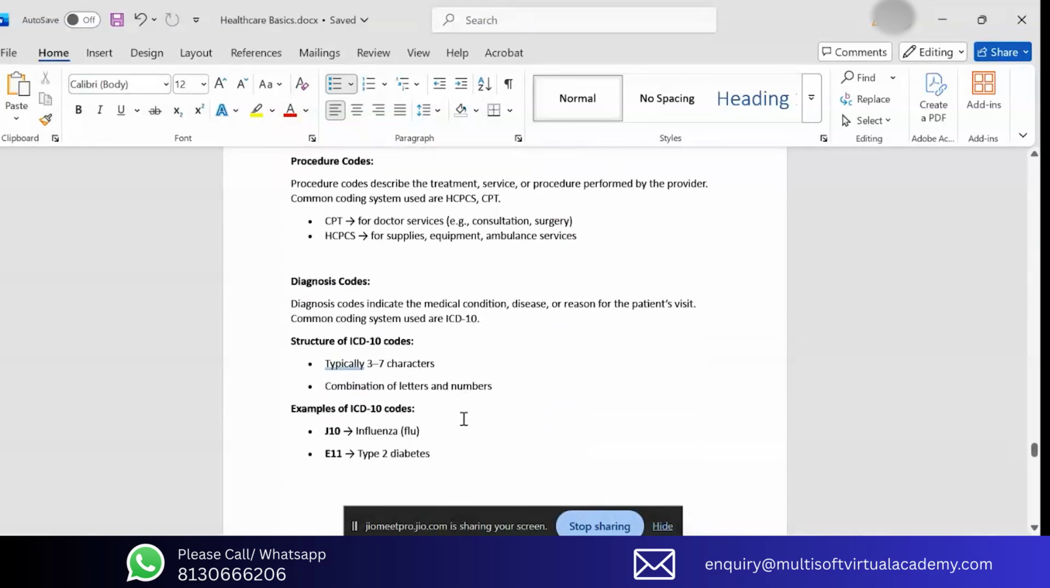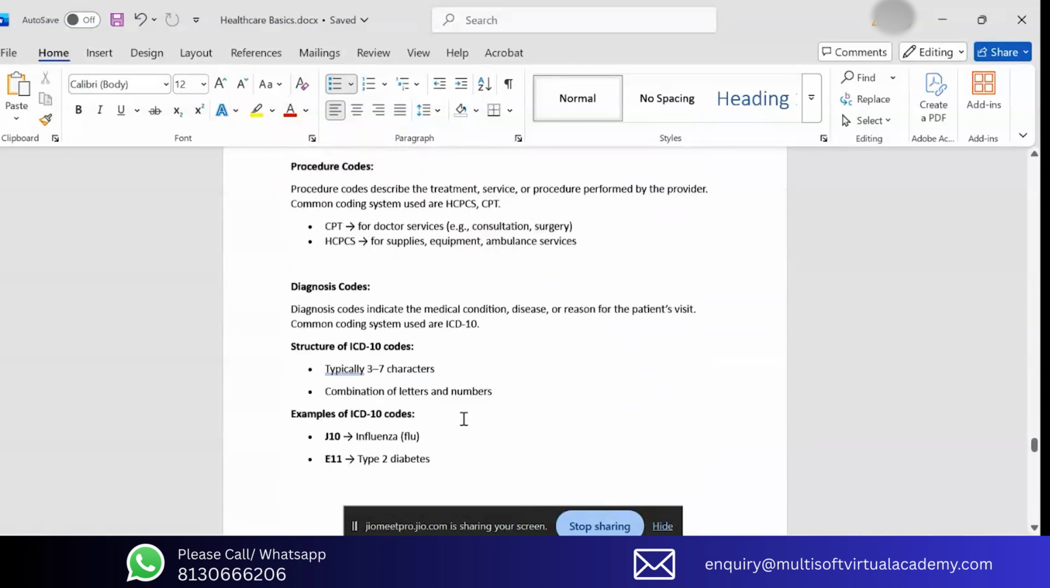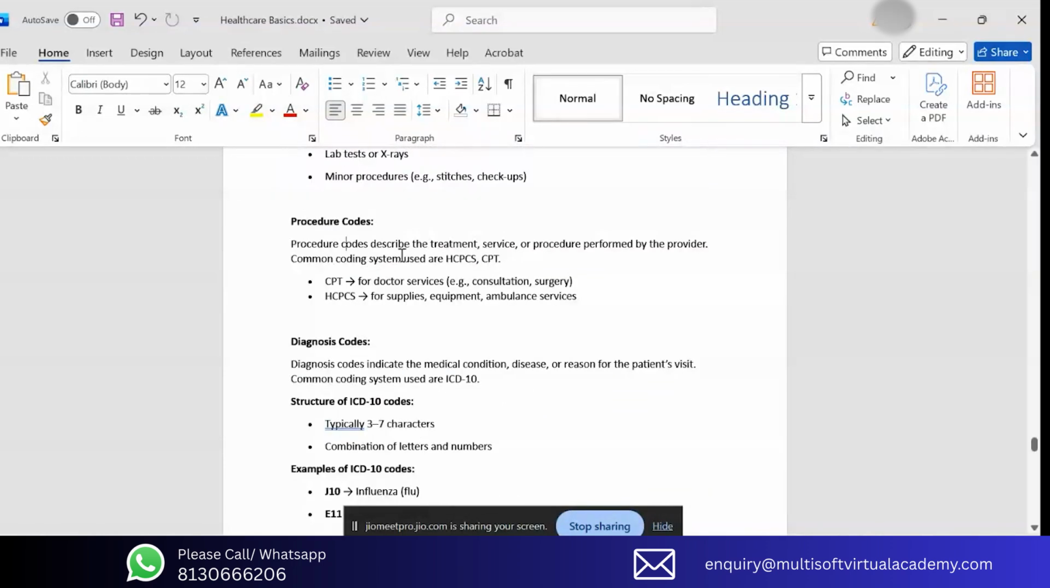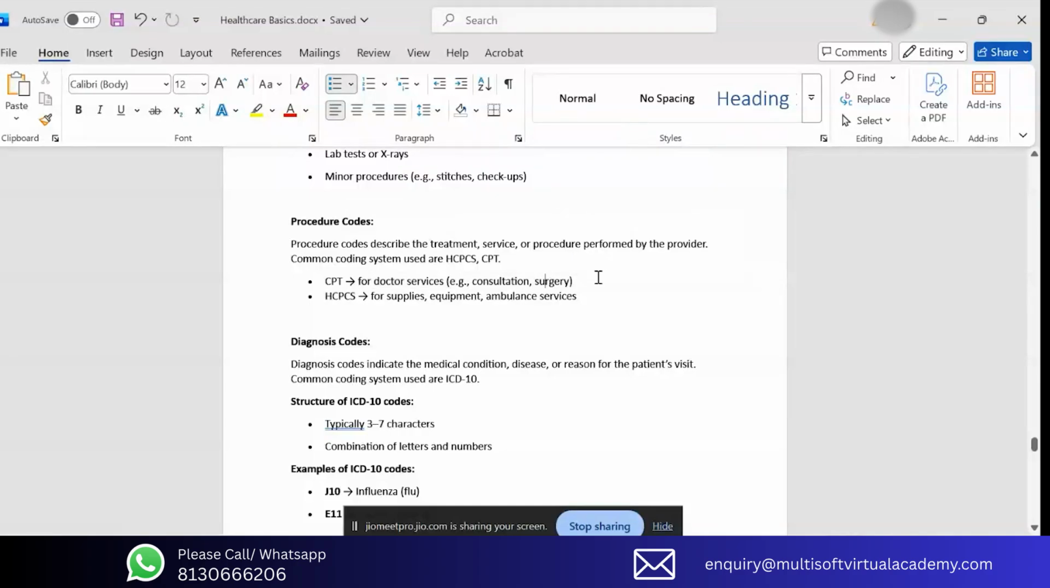Okay, I think with this I have covered almost all the major ones. So procedure code is the type of procedure being performed during the service or treatment being provided to the subscriber or member. These procedure codes are classified into two types: CPT codes and HCPCS codes. CPT codes are for doctor services, like a consultation or a surgery, whatever it might be.